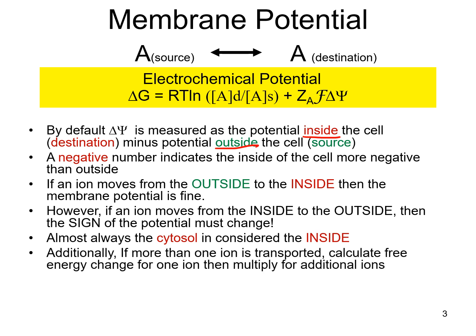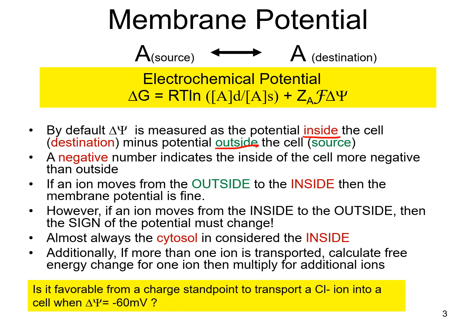Now, if more than one ion is transported, you need to calculate the free energy for one ion, then multiply for additional ions. The first question is: is it favorable from a charge standpoint to transport a chloride ion into a cell with a negative 60 millivolts? And what about transporting it out? This is a rough idea of how you would calculate this, but let's move on to the next slide where we can actually calculate it.